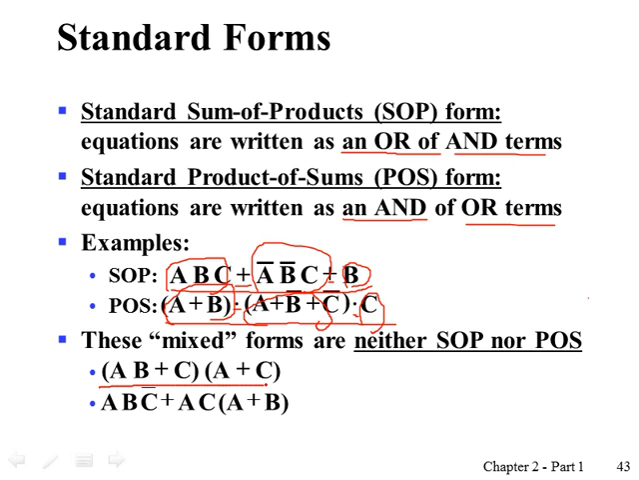So here is an example of another function, but it's neither a sum of products nor a product of sums, because here we have AND terms combined with OR, and this term in parentheses is neither a pure AND term nor a pure OR term. So this is a mixed one. Again, this is a violation of pure AND terms or pure OR terms, so this cannot be a sum of products or product of sums form.